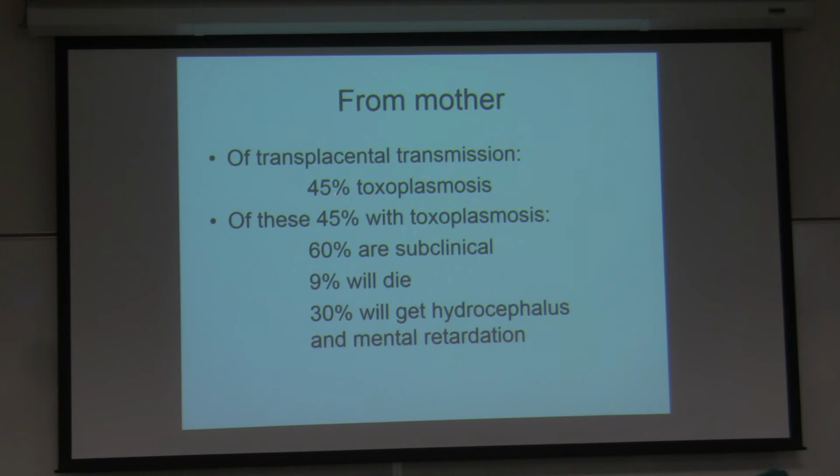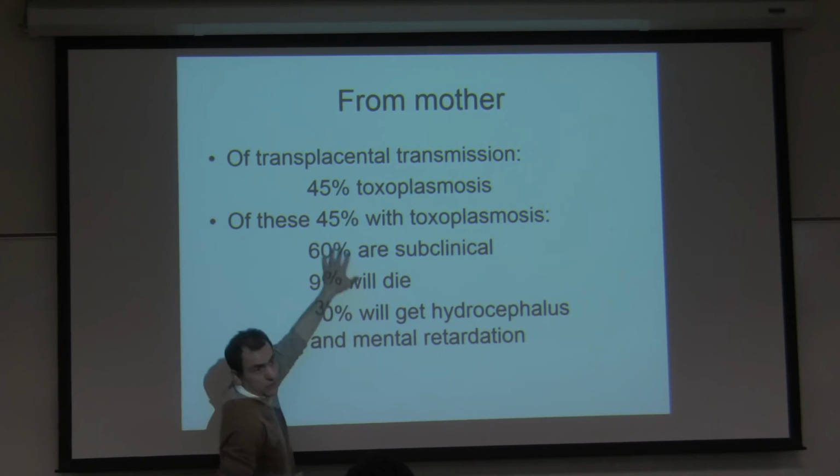Anyhow, from mother, what happens is transplacental transmission, 45% of toxoplasmosis. Of that 45% of toxoplasmosis, 60% are subclinical, 9% will die, 30% will get hydrocephalus or mental retardation. So as I said, about 50-50. You don't know your baby's going to be normal. That's 50%. You don't know your baby's going to be one of these categories.